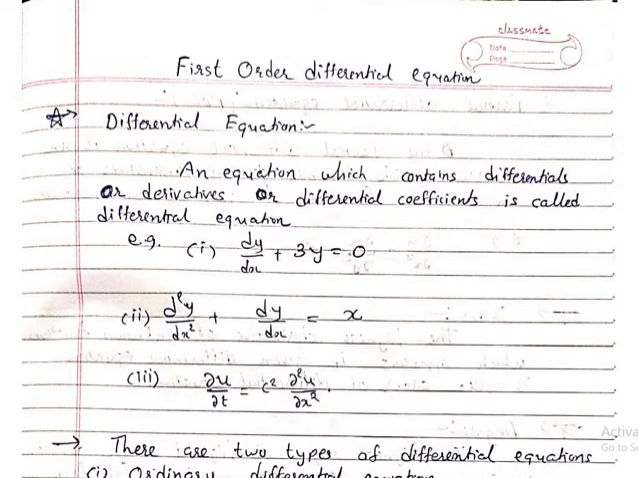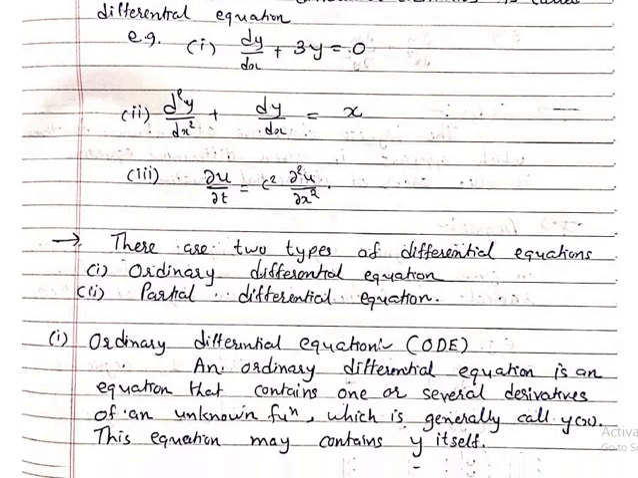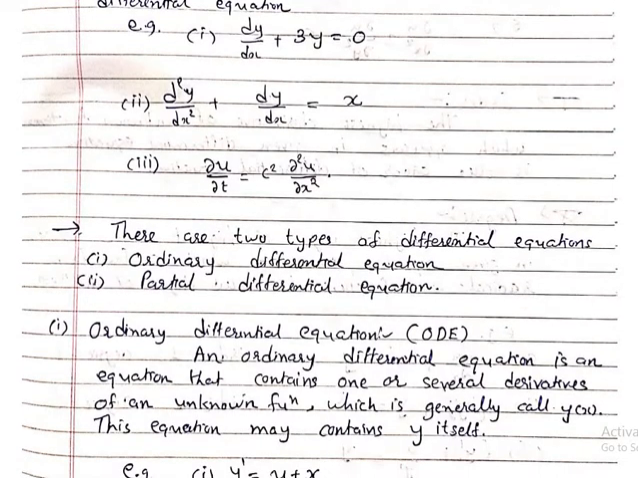An equation which contains differentials or derivatives or differential coefficients is called differential equation. Example given: dy by dx plus 3y is equal to 0, or you can write down d square y by dx square plus dy by dx is equal to x, or it may have partial derivatives: del u by del t is equal to c square into del square u by del x square.